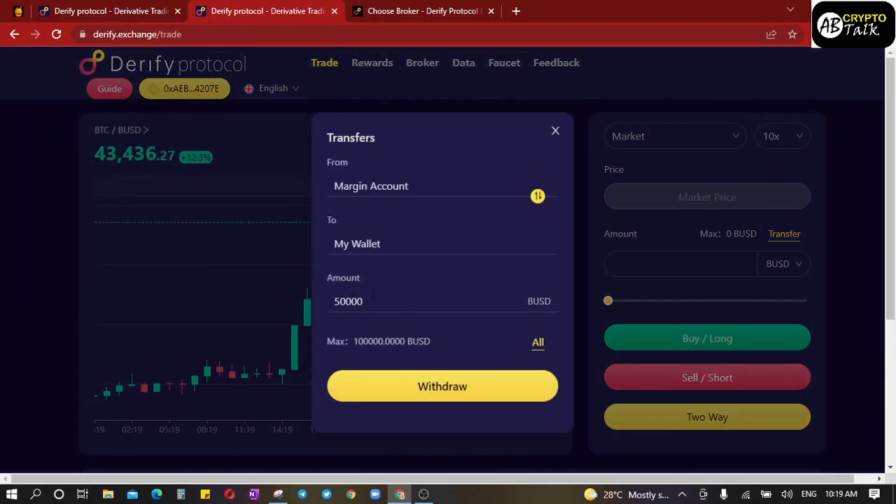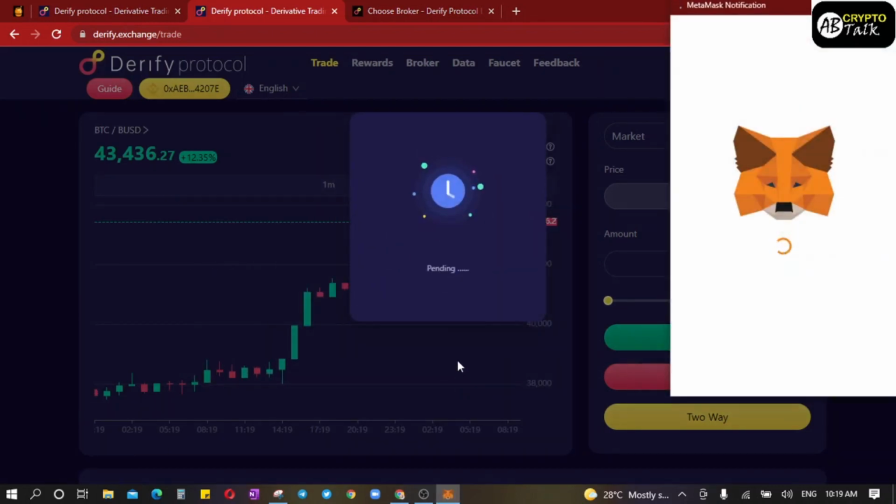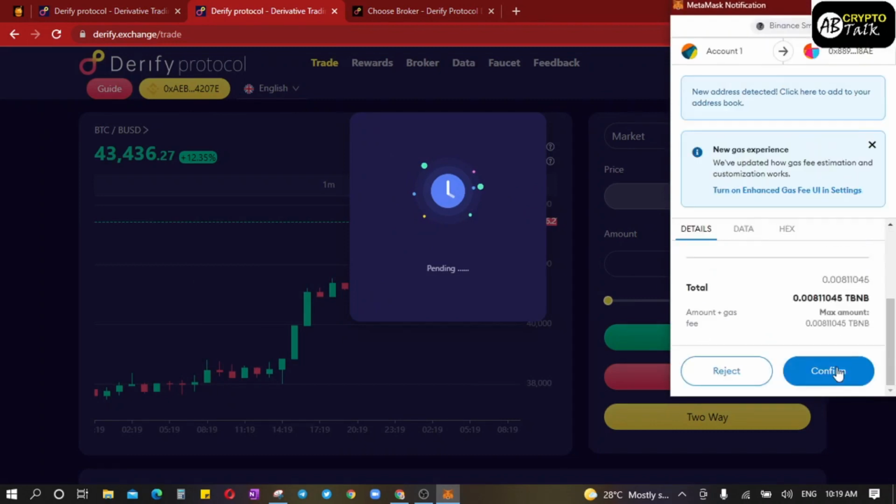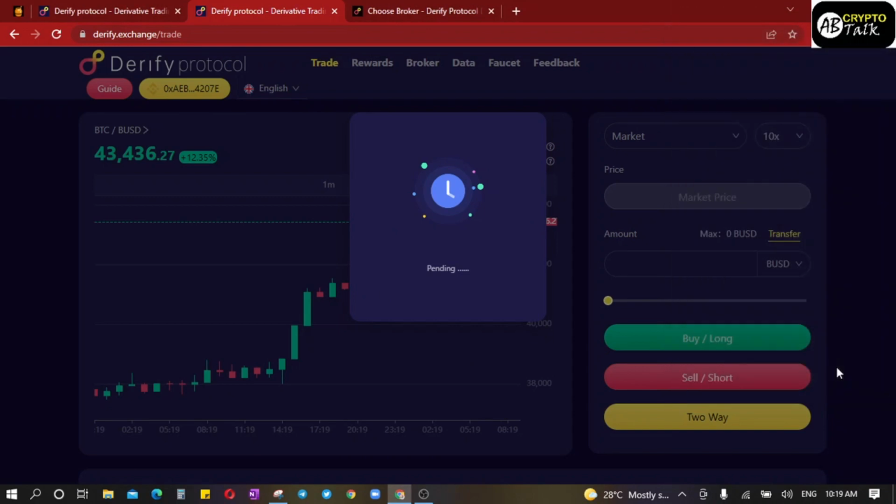Okay, so now look at the amount I deposited. I want to withdraw from my margin account to my wallet. Let's say I want to withdraw just 10,000. So we are just trying to interact with this platform and see if there is any bug or something like that, so we can give feedback to the developers. All right, so let's wait, why this.